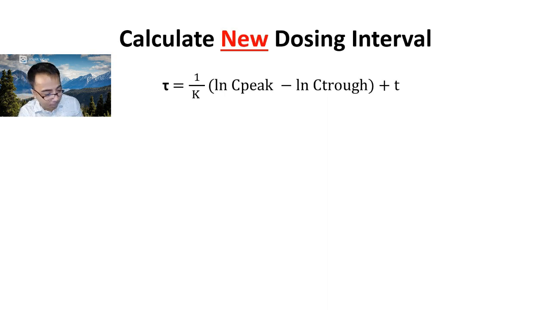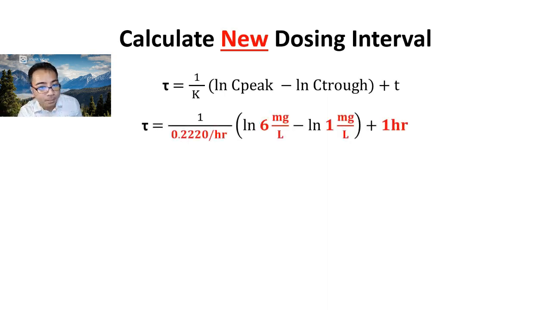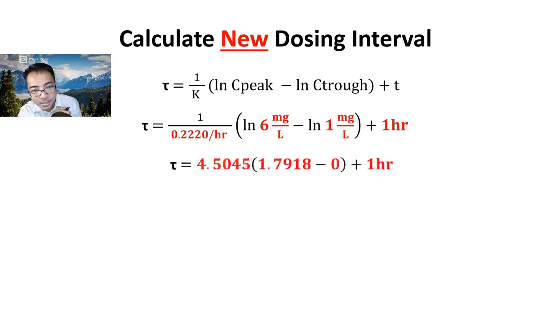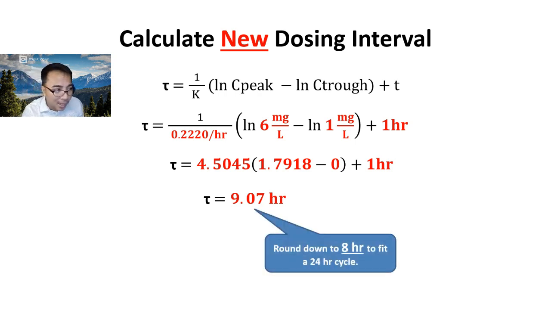So let's calculate for a new dosing interval using this formula. Just substitute everything again, class. Ang lalabas dyan would be 9 hours. Obviously, class, 9 hours is closer to 8 hours, so round down natin sa 8 hours.